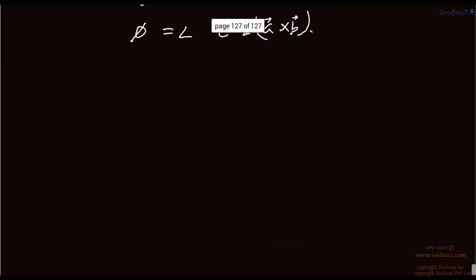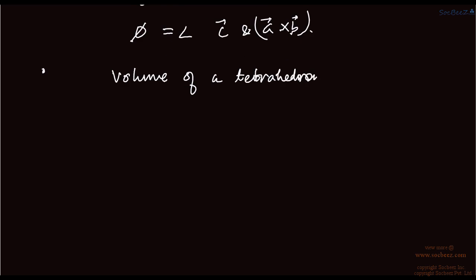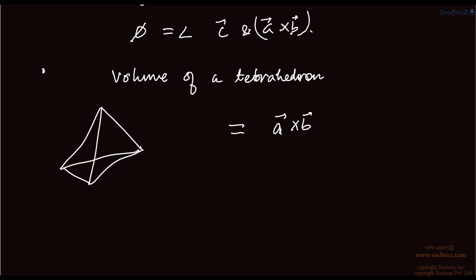Now the volume of a tetrahedron. A tetrahedron is like this. Okay, so it is made by the vectors A vector, B vector and C vector. So the volume is given by A cross B dot C vector. It is also written as A vector, B vector, C vector in the boxes. So these two are equivalent.